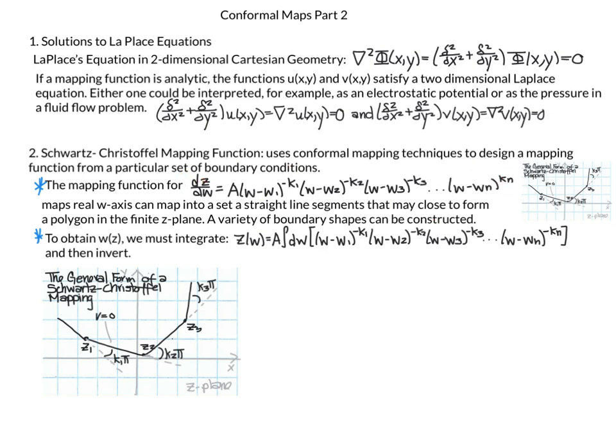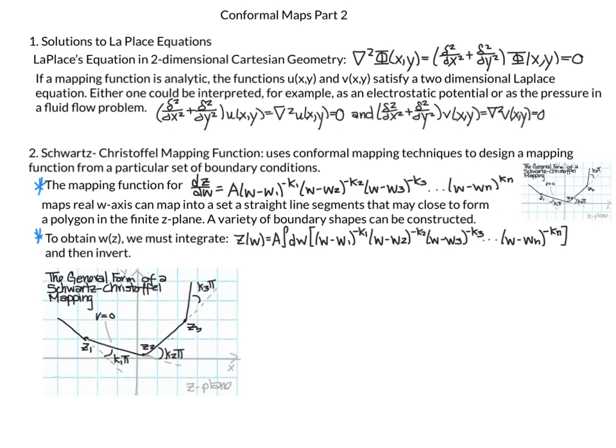The mapping function is in terms of a derivative. dz/dw is equal to a complex number A times (w minus w1). Again, this is in the complex plane. These are complex numbers, raised to the minus some exponent k1. Then (w minus w2), this starts the second bend or second line segment, raised to the minus k2, and then our third line segment raised to the minus k3, up to kn.